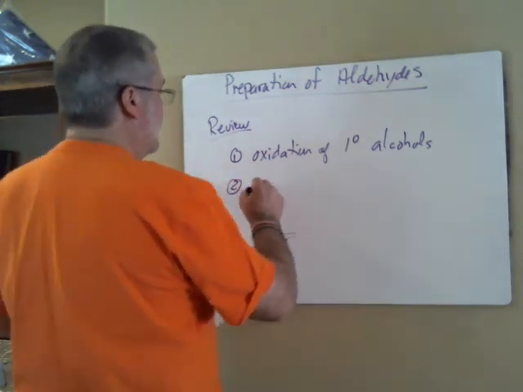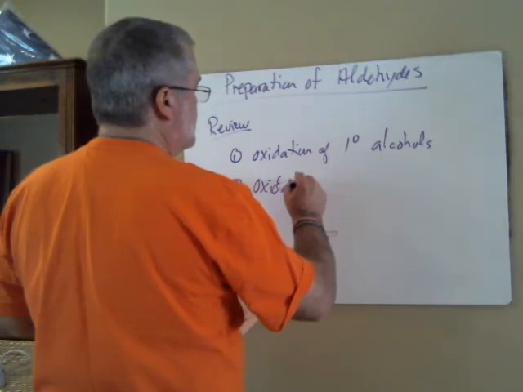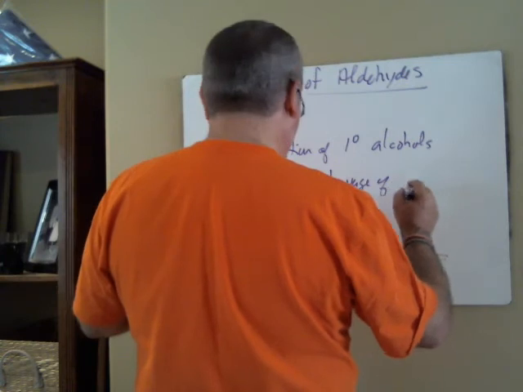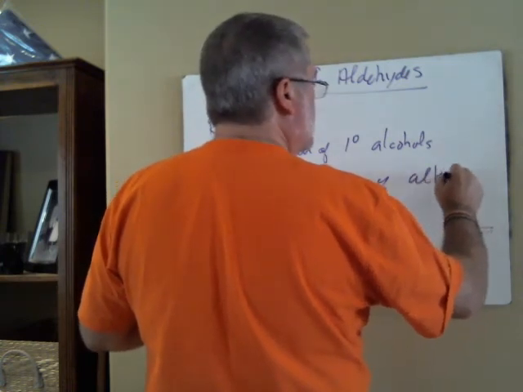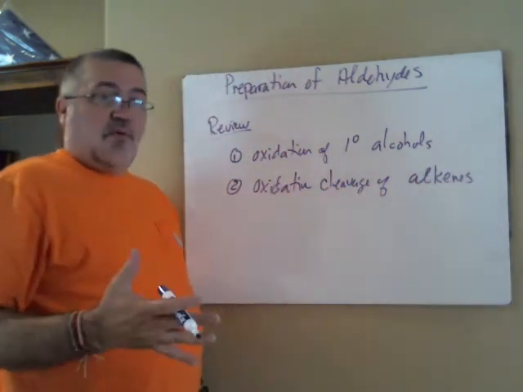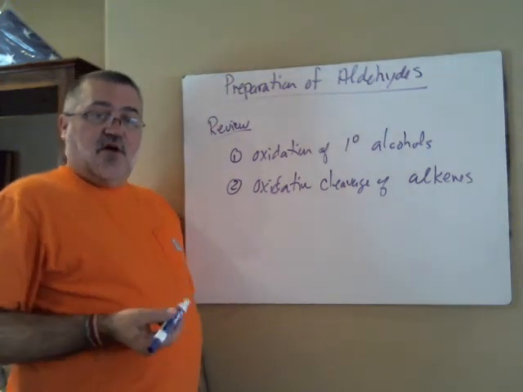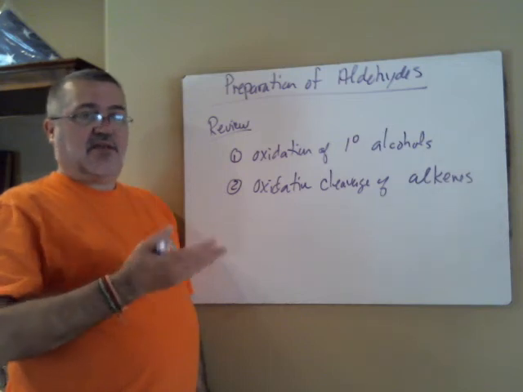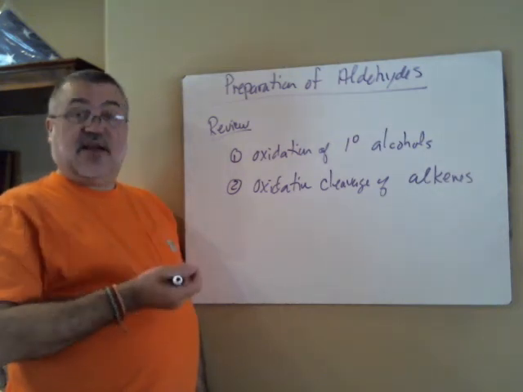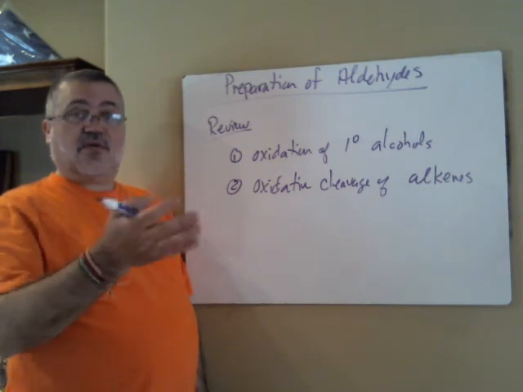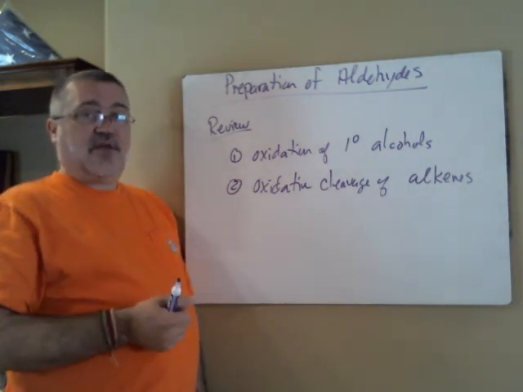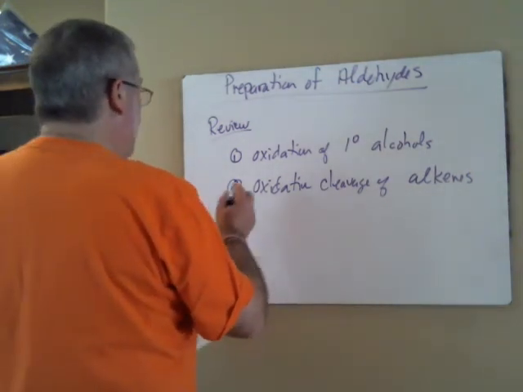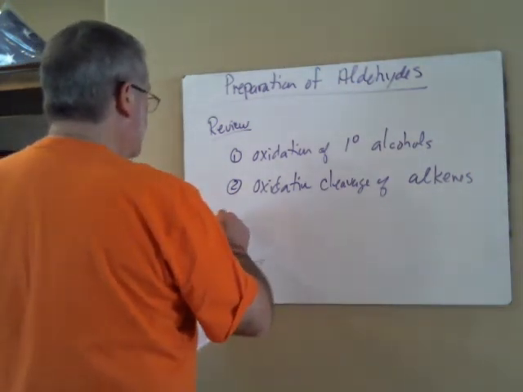Second is oxidative cleavage of alkenes. So remember when we talked about that, if you're using ozone, right, and that zinc workup, if you have an alkene and it has an H in the vinylic position and you do the oxidative cleavage, one of the products when you cleave it is the aldehyde functionality. So we already know that way of making it. Okay, but now we want to talk about a new way.